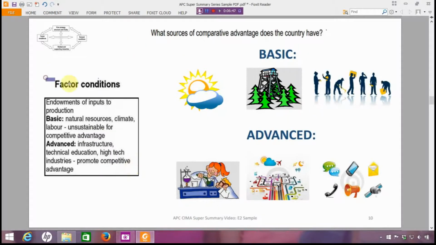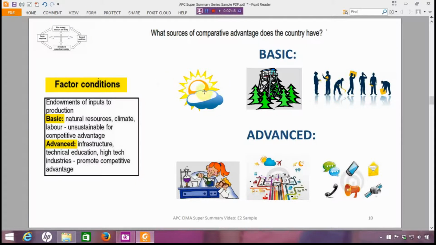So in terms of factor conditions, I'll ask you to note firstly that this area of factor conditions is broken down into two parts: basic and advanced. And on the right hand side here, I've got a series of images for you that hopefully will help you to remember these areas. But in terms of basic factors, what we're saying is that there are some items that are naturally occurring in some countries, but not in others, that lend themselves to particular types of industries.